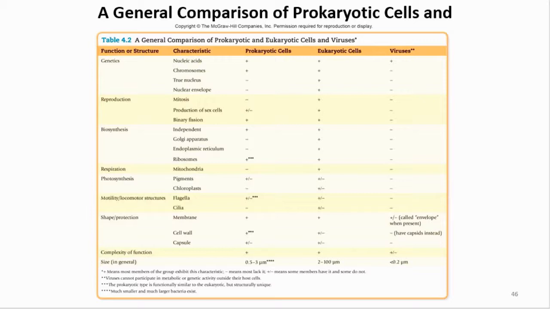So this is just a chart that really doesn't say anything that we haven't already talked about. But you might take a minute. It kind of puts everything that we already talked about in the last two chapters all into one chart. So if you want to take some time and look over that on your own.